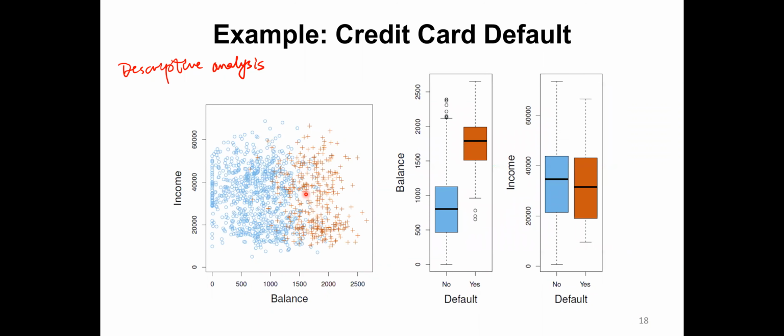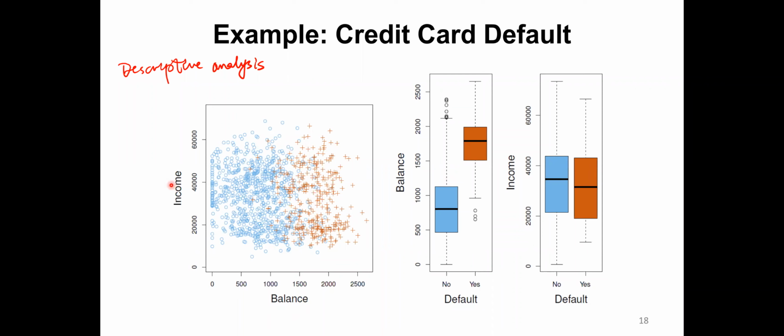Now let's have a look at an example. This example is about credit card default. Let's first have a look at the descriptive analysis. You have two predictors. One is the balance, the other one is income: the balance of the credit card and the income of the credit card holder. You see the balance and default or not default, right? Default, yes or no. And for the balance, it's actually well separated. For those who default, you tend to have a lot higher balance. So this is a scatter plot.